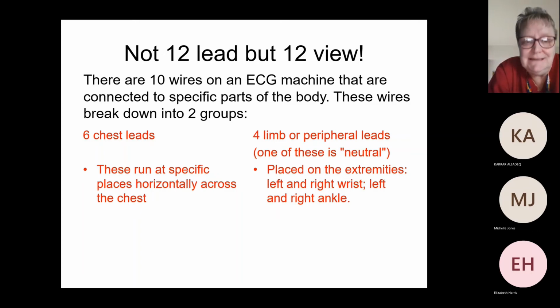And then the six chest leads, this is the one that we've got to get really correctly in place. The limb leads are placed at the ends of the limbs. It should be at least 15 centimetres away from the heart, so ideally on the wrist and ankles. Obviously, if somebody's got an amputation or anything, then as far down the stump as possible.